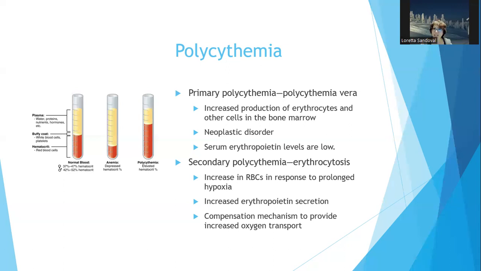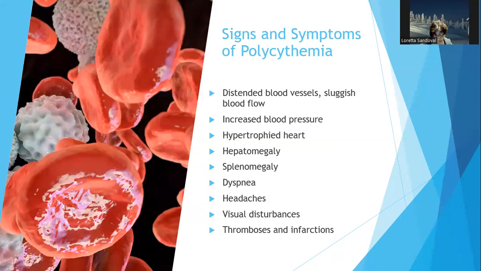I saw a really interesting lecture about 20 years ago, where somebody was talking about the different types of compensatory mechanisms in people that live in the Andes versus people that live in Tibet. And there are different ones. But if you go from sea level to the Andes, secondary polycythemia is a compensation mechanism to provide increased oxygen transport. Interesting, right?